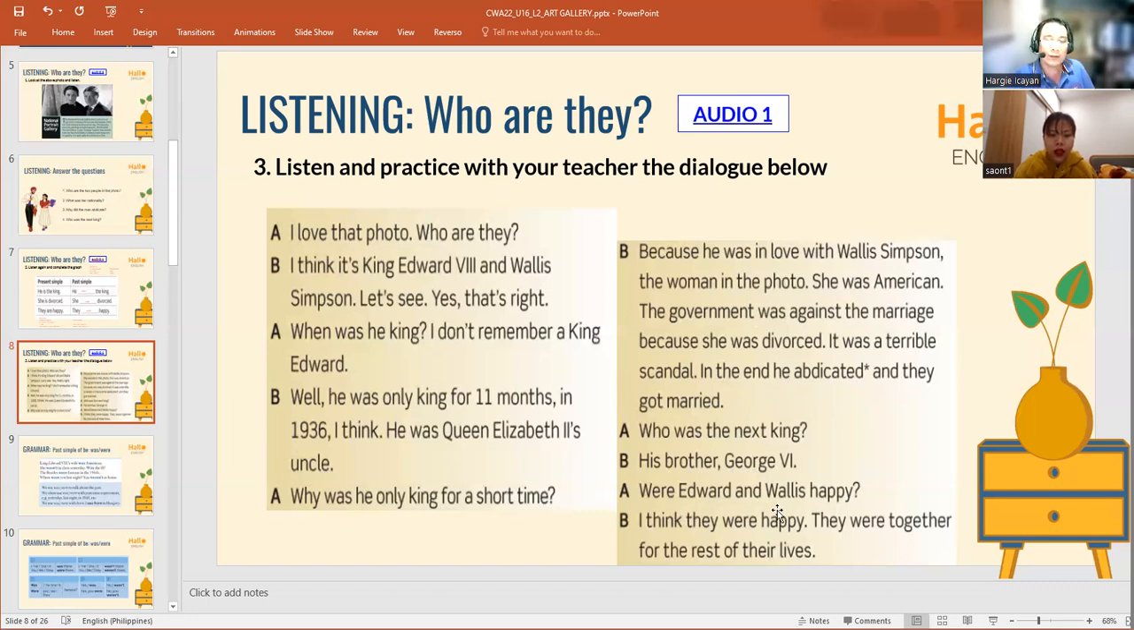Were Edward and Wallis happy? I think they were happy. They were together for the rest of their lives.